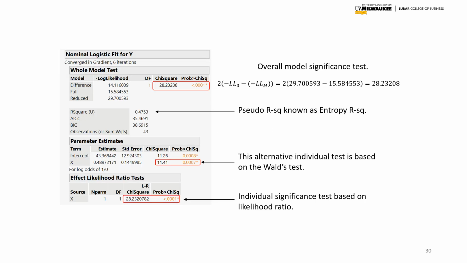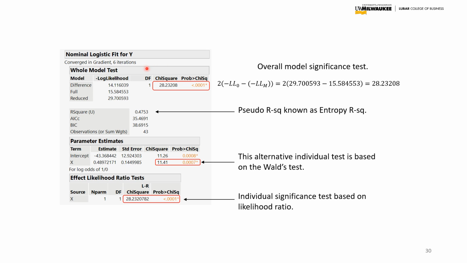Here we could take a look at the output for the application under consideration. We see the minus log values under this column. In particular, here is minus LL0, 29.700593. Here is minus LLM, 15.584553. Twice the difference is 28.23208. This gives us the likelihood ratio statistic, which you indeed see here reported, and JMP notes it to be a chi-square statistic.